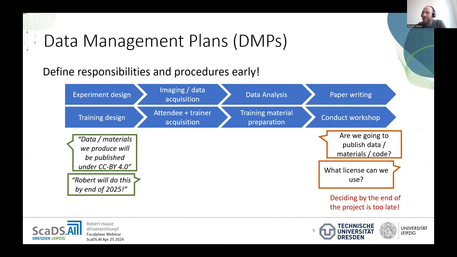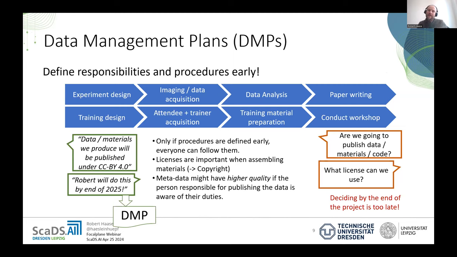So for example, at the very beginning, when the project is started, maybe when the grant proposal is written, or even before the people are hired who should work on this project, we should decide that the data and the materials will be shared under the CC BY 4.0 license. And we should also write down responsibilities. Robert is going to do this by the end of 2025. And we write it down in the data management plan. That's why funding agencies are asking us for this document. And if we do that, then everybody can stick to these things.